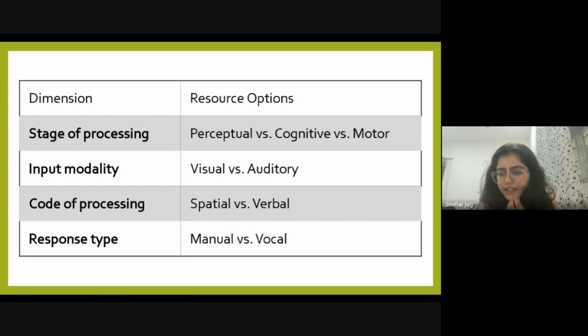Okay, can you explain these examples again by breaking them down as per the model? Perceptual stage of processing, as in? Okay, stages of processing. Okay.